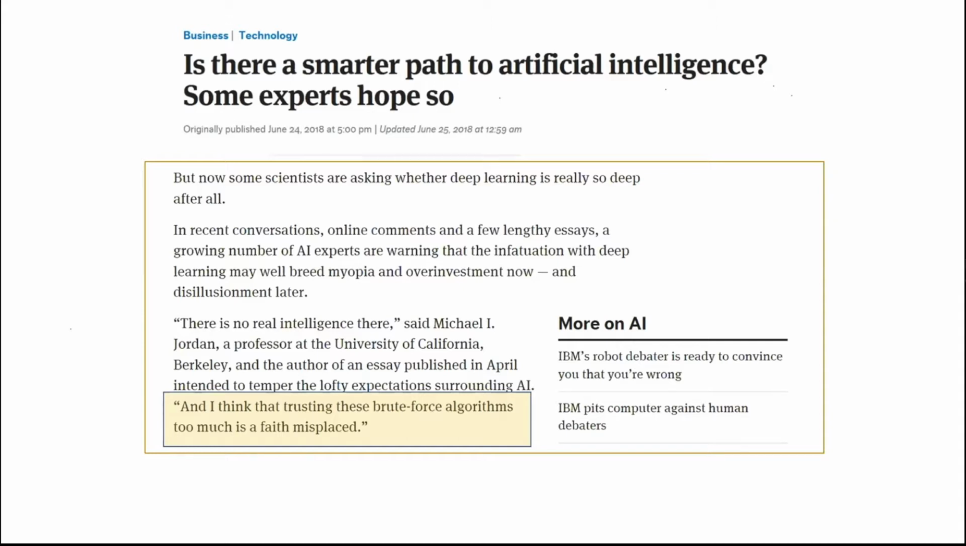And this is a sentiment that's been echoed by several others. This is Professor Jordan at UC Berkeley, who said, trusting these brute force algorithms too much is a faith misplaced. And Cynthia Rudin at Duke University wrote an amazing paper in Nature Machine Intelligence last year, saying we have to stop trusting these black boxes.